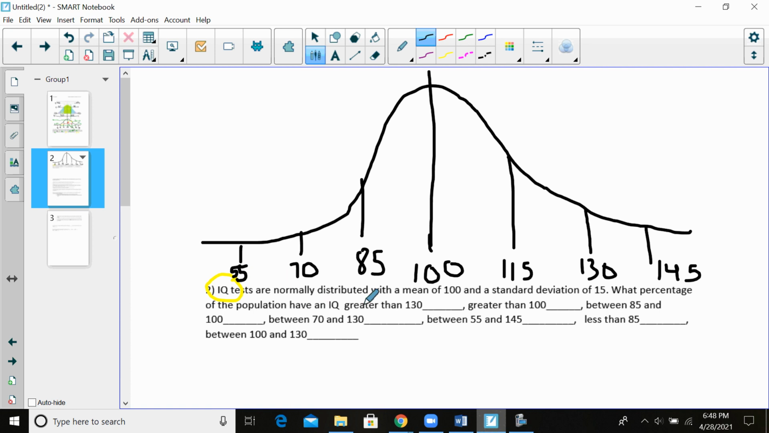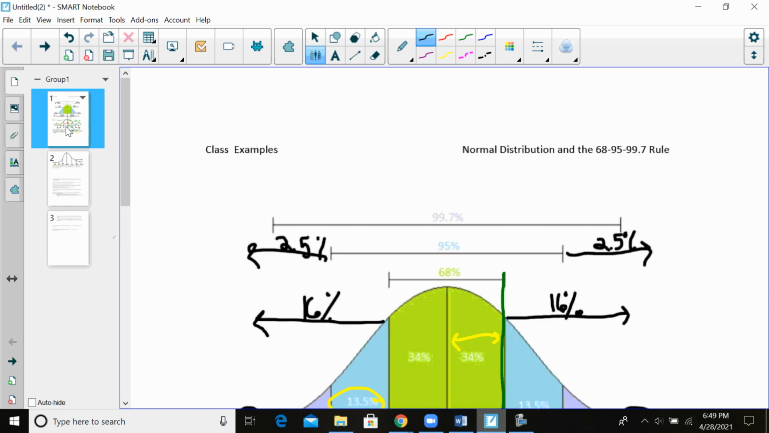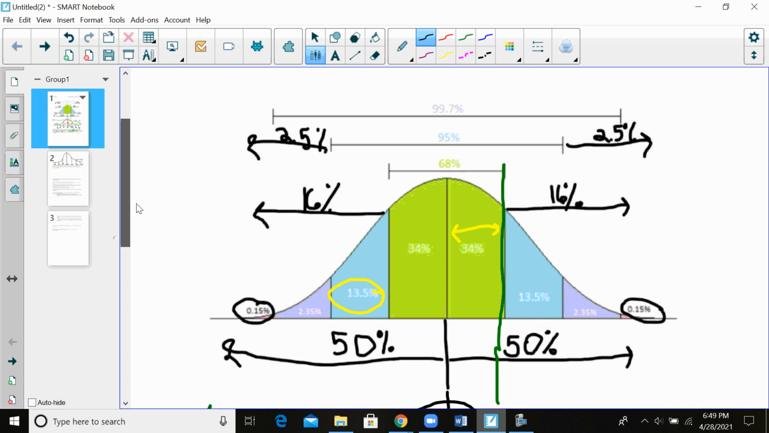Okay, percentage of the population greater than 130. Going this way, that's more than two standard deviations above. Again, I can click back to this. More than two standard deviations above, right? That is my 2.5%.